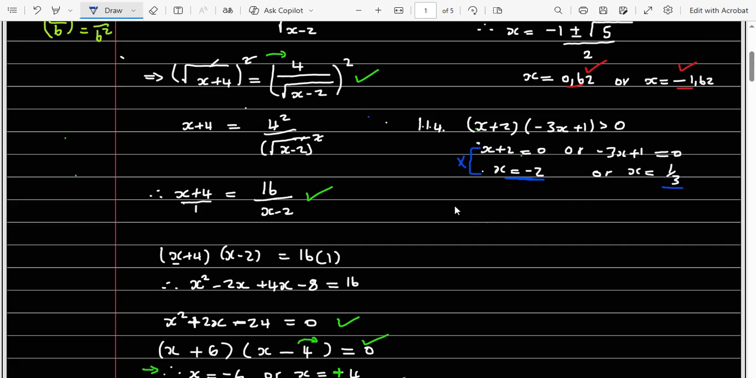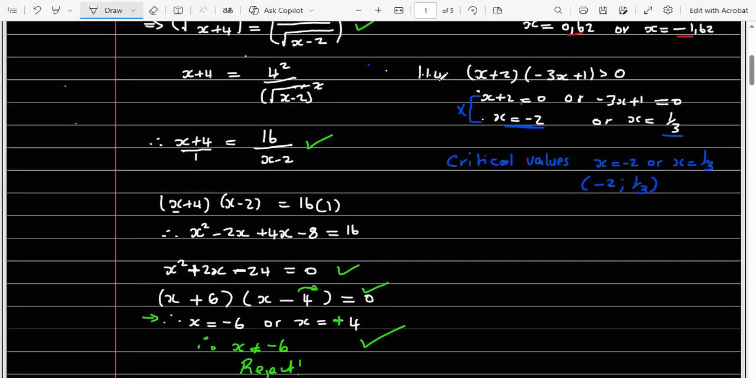Instead, you see this one, x is equal to -2 and x is 1/3. You can write those as my critical values. Then you're going to say critical values x is equal to -2 or x is equal to 1/3. Or you can write them like this. Start with the small one, which is -2, then put the 1/3. I hope you understand that part. So when it's like this, now you can put those critical values on your number line. This is where I have -2, and this is where I'm going to put my 1/3. Then this is my number line.